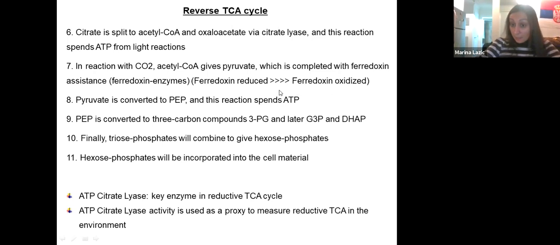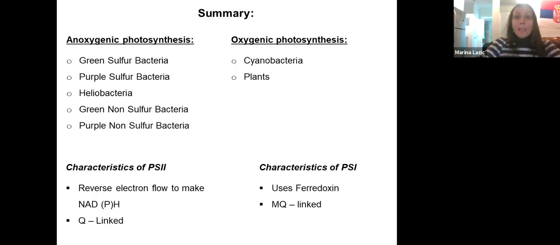There are some key enzymes from this cycle, citrate lyase, so that's a key enzyme in the reverse or reductive TCA cycle, and citrate lyase activity is used as a measure of the reductive TCA cycle in the environment. So when you want to see the activity of this event, you will measure the activity of the key enzyme.